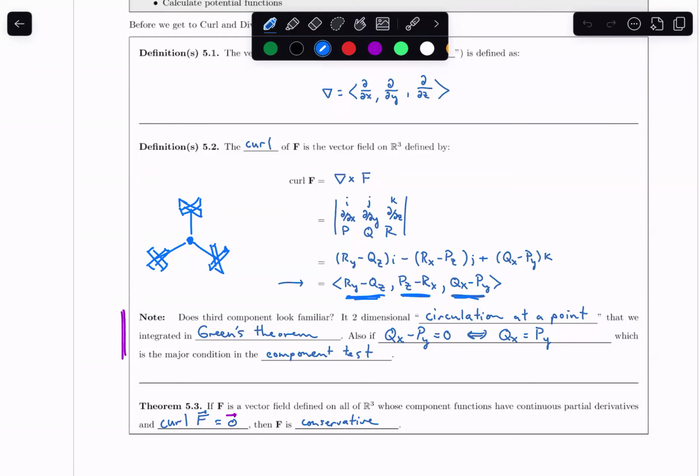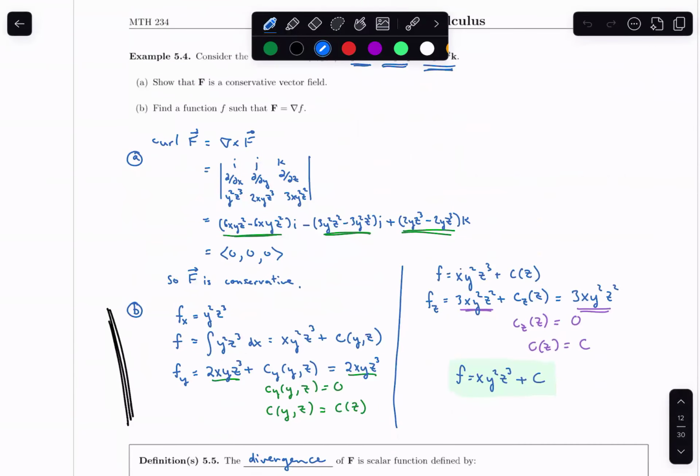Curl in its heart is trying to embed information about circulation. So how is a vector field trying to make basically points or particles circulate at a particular point in space? So that's what curl does.